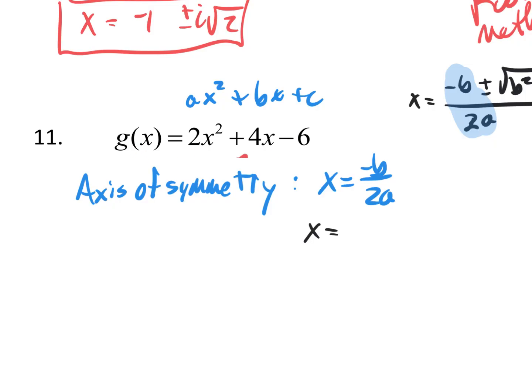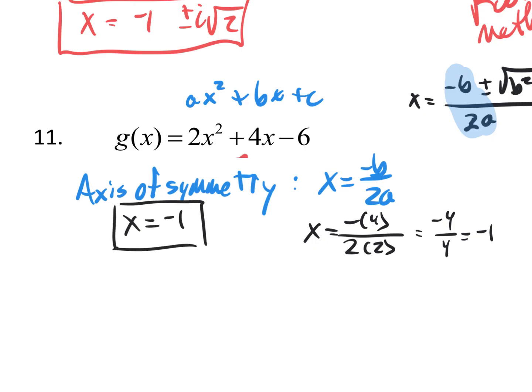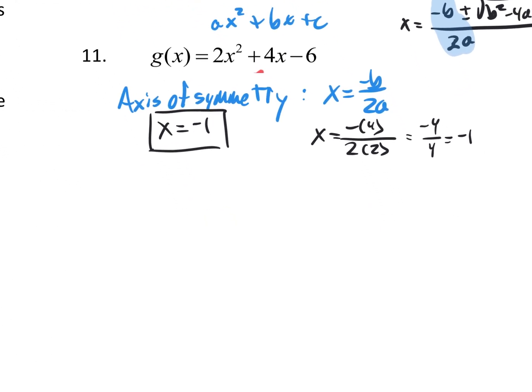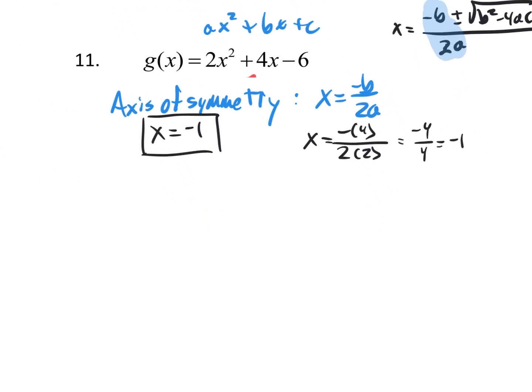So the axis of symmetry is x equals negative b, which is 4 in this case, all over 2a, where a is 2. So this is negative 4 over 4, which is negative 1. So the equation for the axis of symmetry is x equals negative 1. All right? Let's start our graph somewhere. How about right here? Okay, so we're going to start our graph.